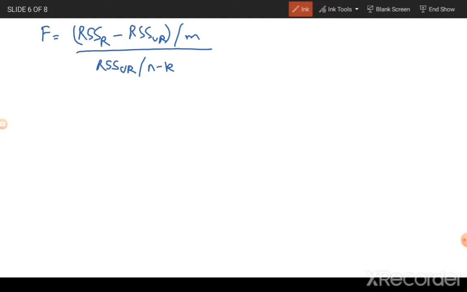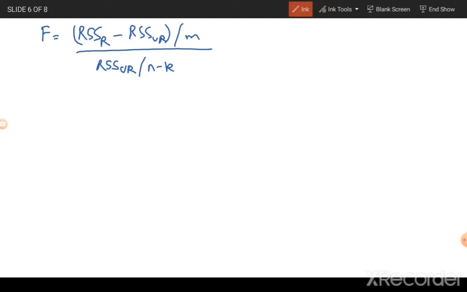The basic procedure is you first run the unrestricted model and then you impose the restriction and modify the original model so that you get a restricted least squares model. On running this restricted least squares model, you will get the associated R square, or from which the residual sum of squares can be calculated.